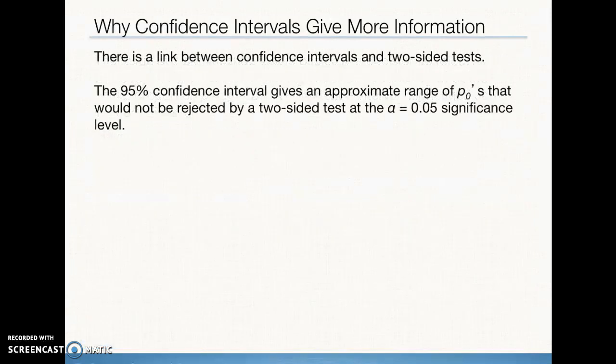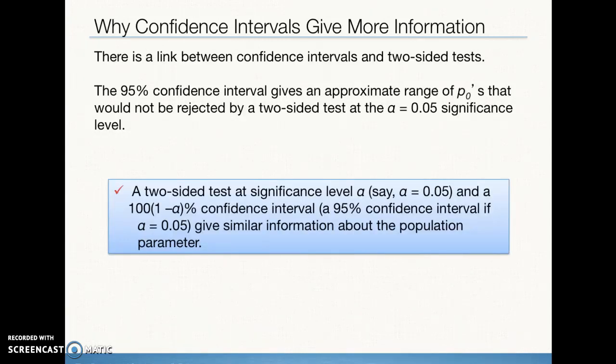There is a link between the confidence interval and the two-sided test. The 95% confidence interval gives us a range of possible values that we could use in a significance test. None of those would be rejected because they would be within that 95% in the center area, not in the tail area. The values outside of that confidence interval in the tail area, that 0.025 on either side, are going to be in our reject area. So a two-sided test at an alpha of 0.05 and the 95% confidence interval give the same information about the population parameter.